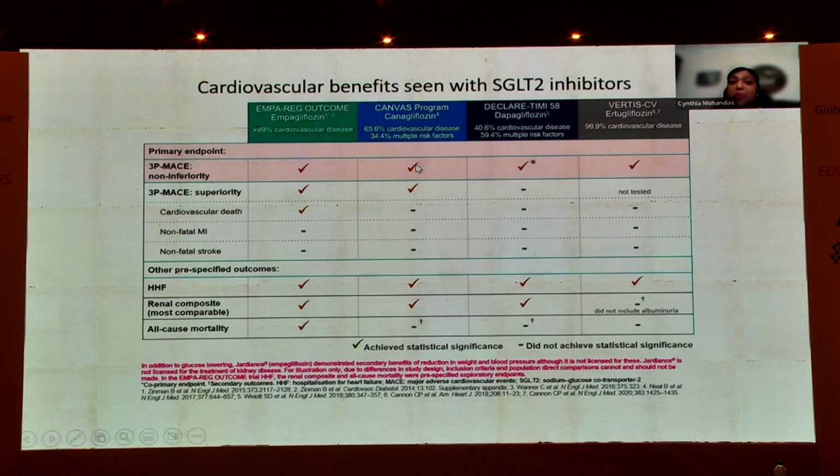And you can see it is non-inferior and superior. It does reduce heart failure and renal composite, but we all know as diabetologists that apart from SGLT2 inhibition, cana also has SGLT1 inhibition.